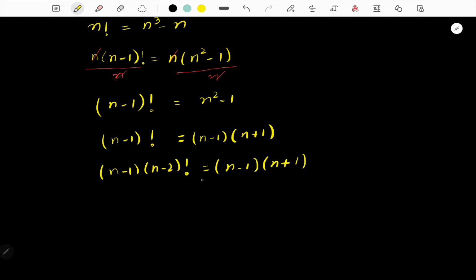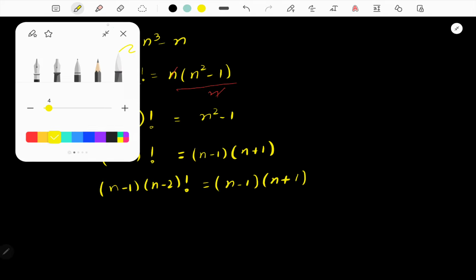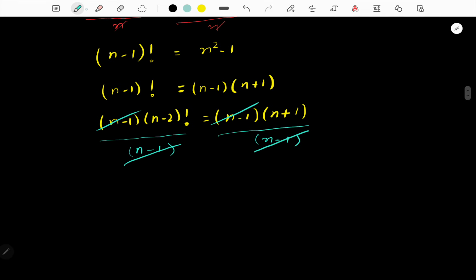Now here again we can divide both sides by n minus 1, but first we have to check whether n minus 1 is equal to 0 or not. So n minus 1 is equal to 0 if n is equal to 1. So we substitute again in this equation. If we substitute, 1 factorial is equal to 1, and 1 minus 1 is equal to 0. So n cannot be 1. It means n minus 1 is not equal to 0, and we can divide on both sides by n minus 1, and this n minus 1 will cancel out with this n minus 1.